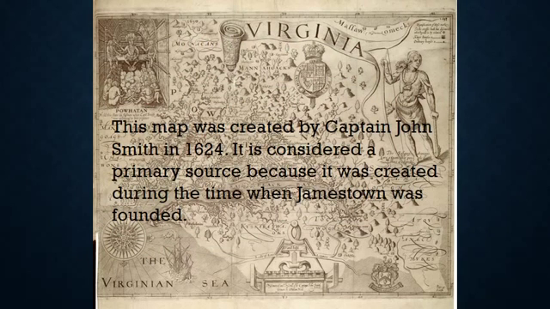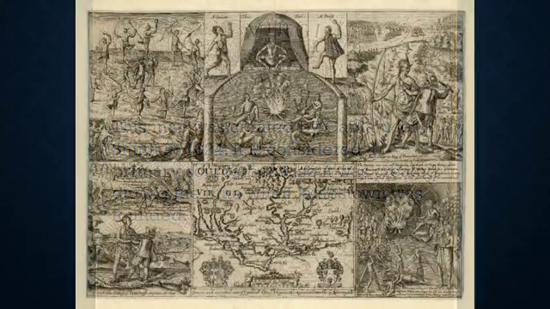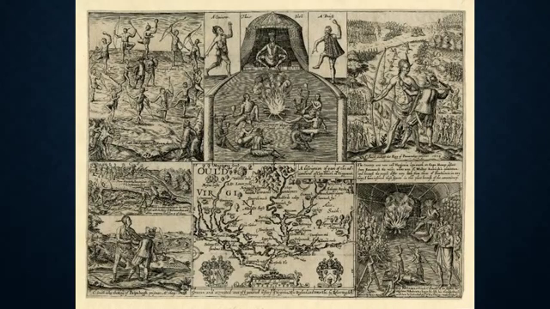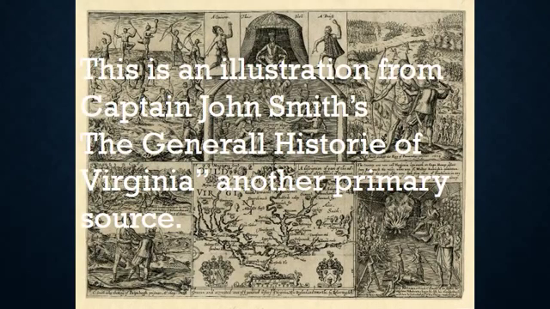This map was created by Captain John Smith in 1624. It is considered a primary source because it was created during the time when Jamestown was founded. This is an illustration from Captain John Smith's The General History of Virginia, another primary source.